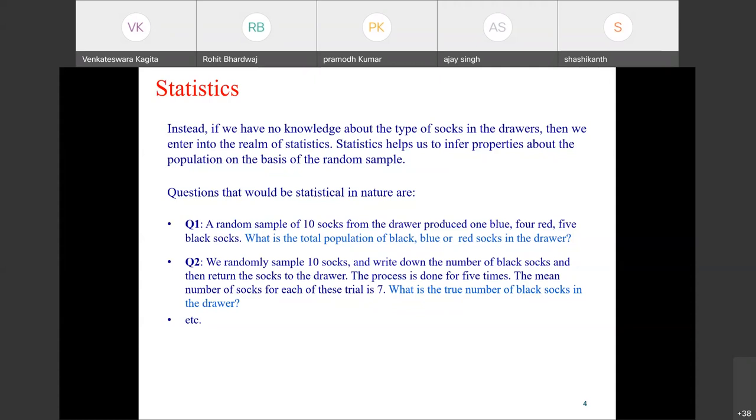Now the kind of question that we're going to answer using statistics is, what is the true number of black socks in the drawer? So this is the kind of question statistics answers.